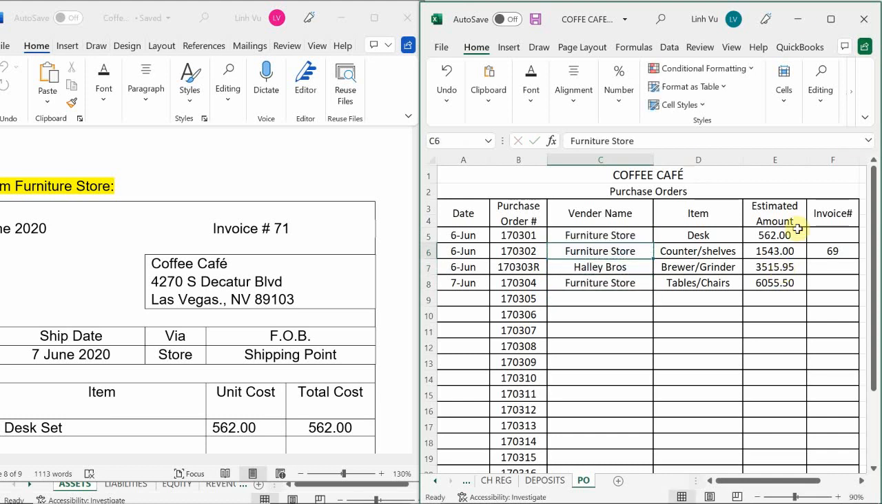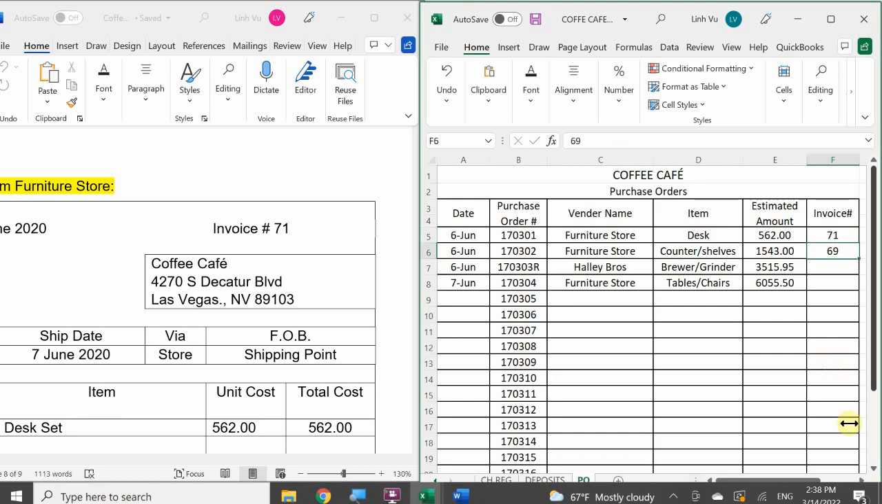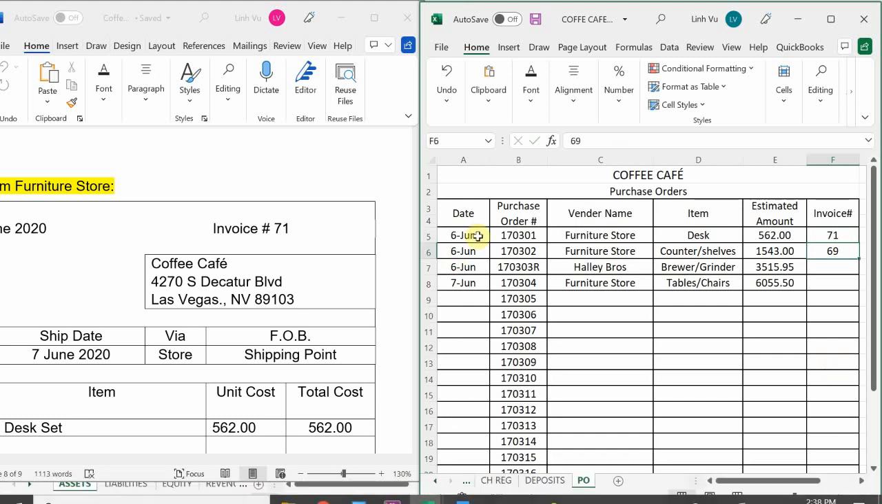Okay, there you go. We got the desk, which was quoted for $562, which is correct, but we have to include the tax and freight. So in this case, yes, we received it with invoice number 71. Okay, so here we're still pending on our coffee brewer and coffee grinder, and we're also pending on our tables that we just submitted an order for.